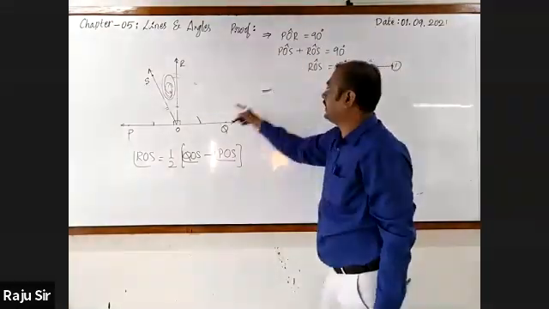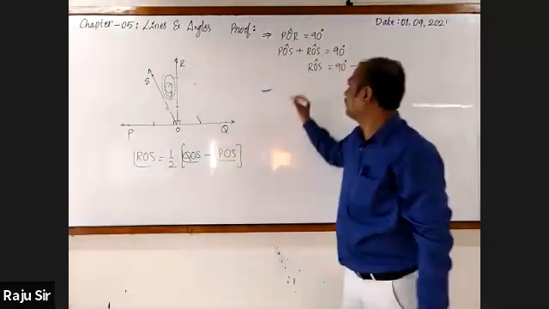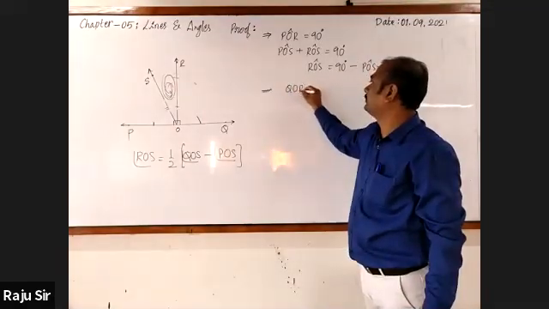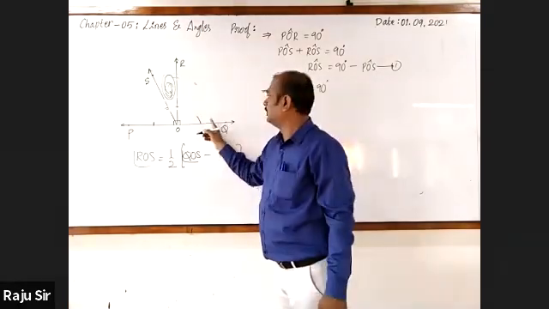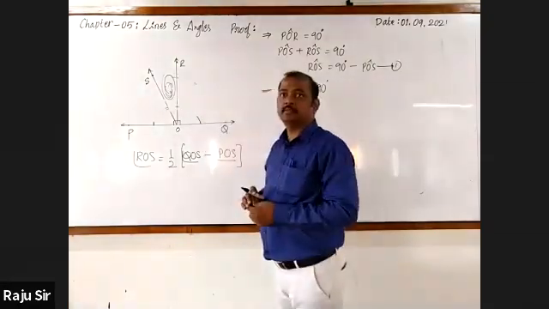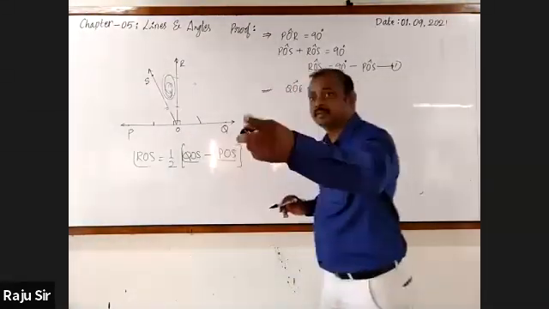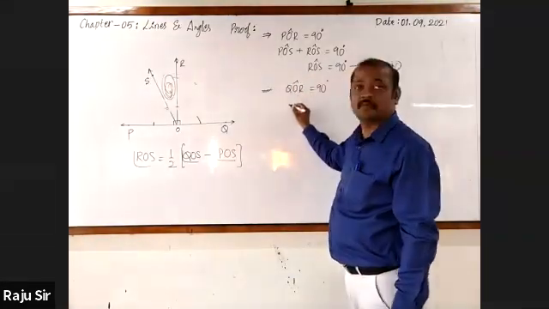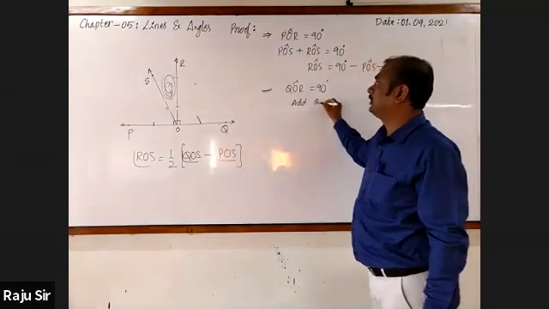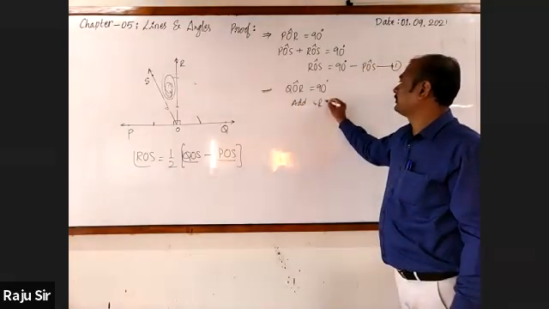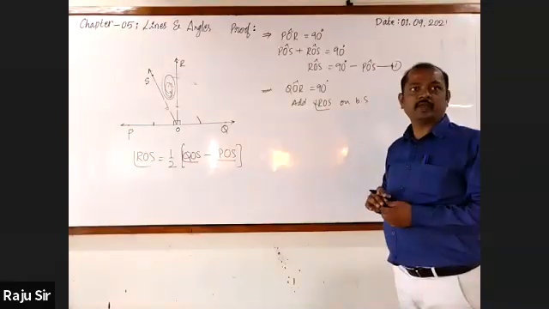Next, I'll take another side. That is QOR. What is the measurement of angle QOR? It is 90 degrees. Now here we want ROS. What shall I do? Add ROS on both the sides, right?